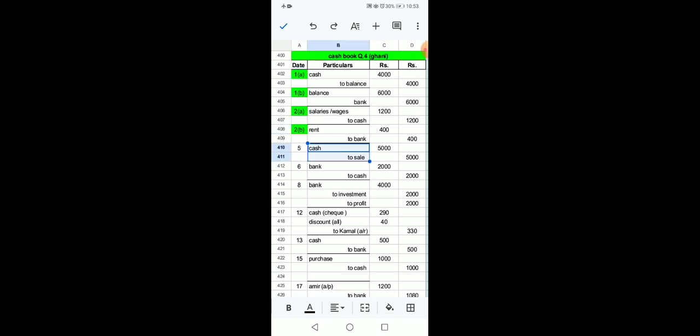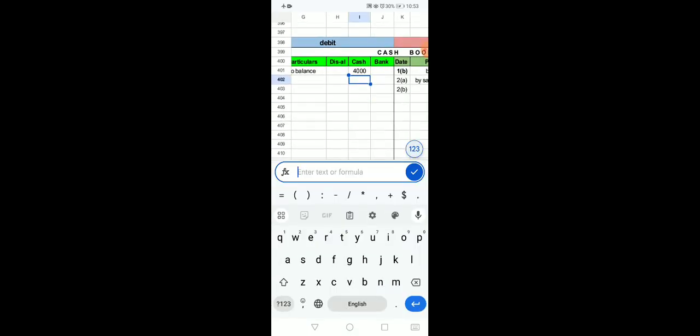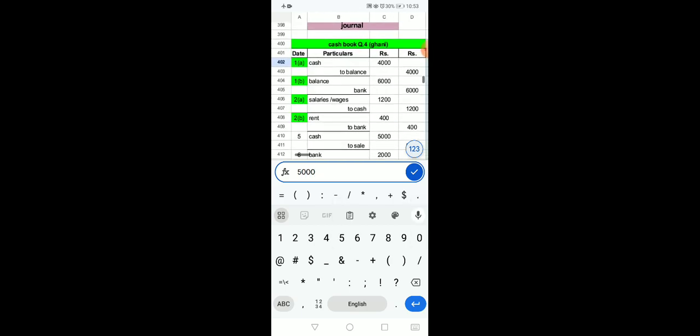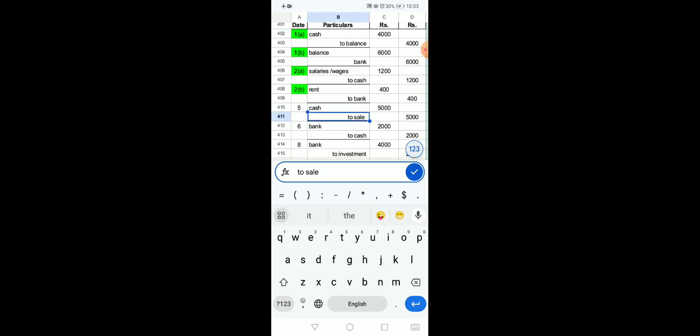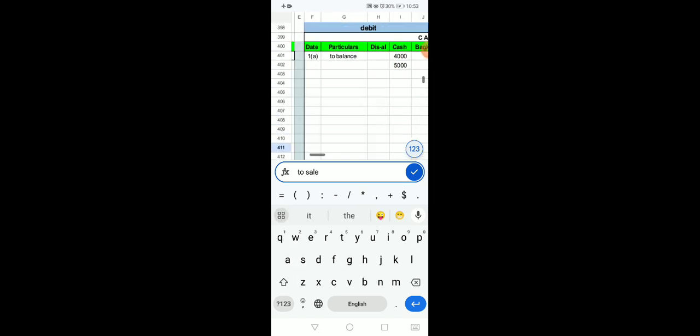There are two elements over here, but only one element is related to cash book, that is cash, which is debited. Go to the debit side of the cash book and write 5000 on debit side of cash column. And now see its reference. Its reference means what is written on the opposite side, that is sale. So you are going to write sale in particulars.